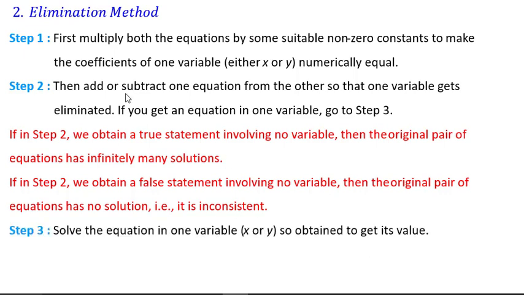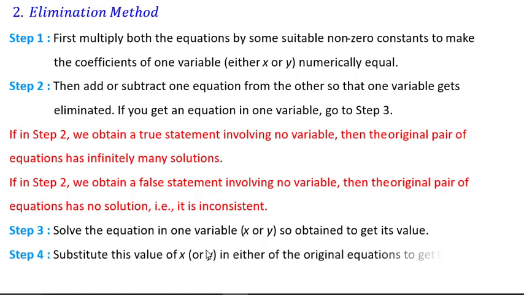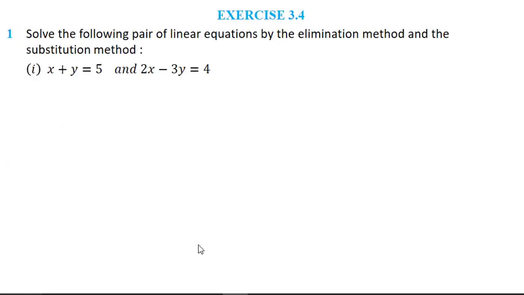Now if we get one variable in this step number 2, then we solve that equation in one variable so as to get its value. Once I get the value of x or y, then I will substitute that value of x or y in either of the original equations. So originally I have two equations, so in any of the two equations I will put the value of x or y and I will get the other variable. Let us understand this concept with the help of an example, or let us solve this exercise 3.4.